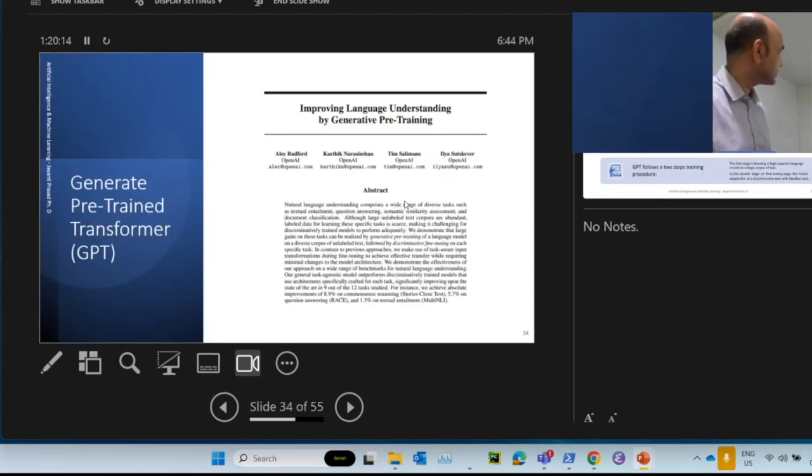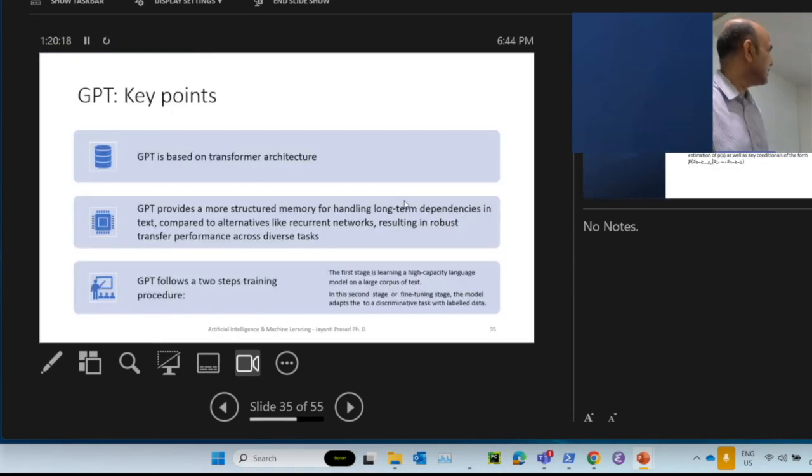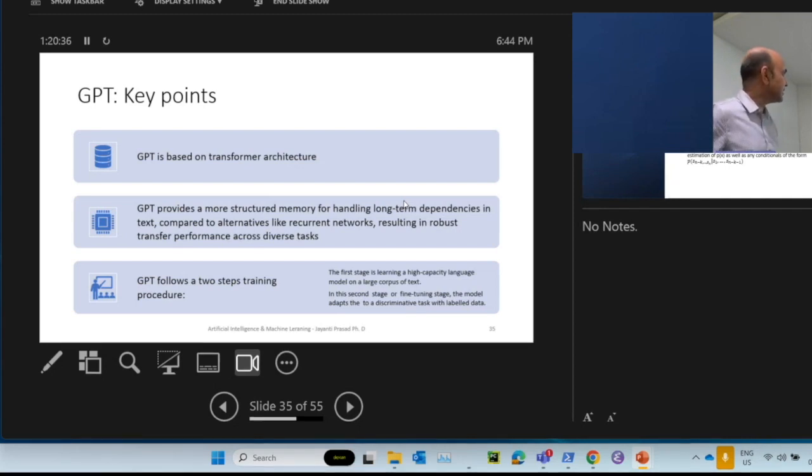Let me see what the claim was here, how much performance they got. GPT provides a more structured memory for handling long-term dependencies in text compared to alternatives like recurrent networks, resulting in robust transfer performance across diverse tasks. So two stages, as I mentioned, in GPT. The first stage is learning a high capacity language model on a large corpus of text. This sentence is clear in itself.